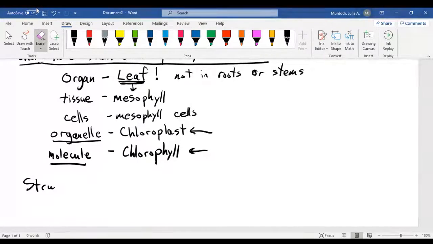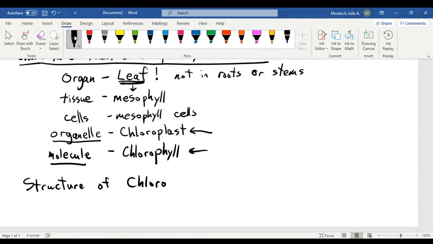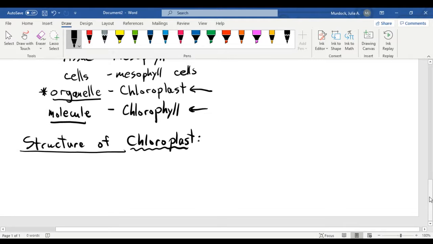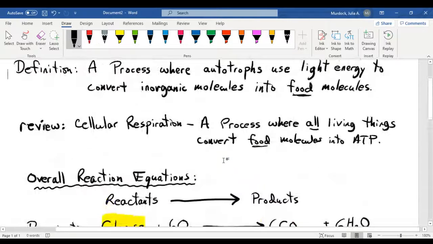There we go. Okay, the structure of a chloroplast. Chloroplast, which is the organelle, not the molecule. So we're at the organelle level here. We're not at the molecular level. We're inside a cell.